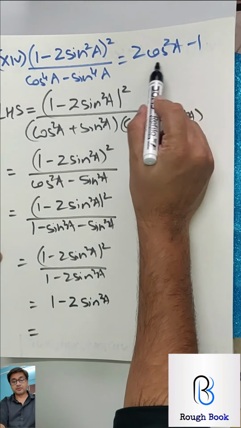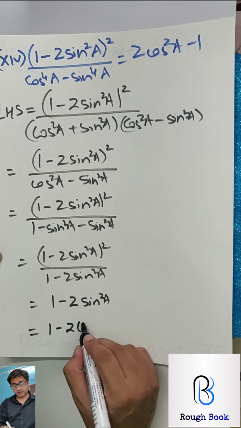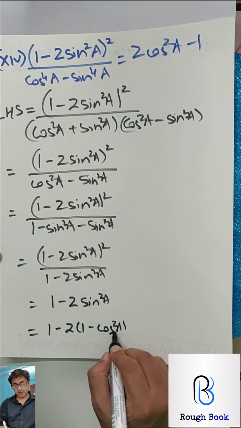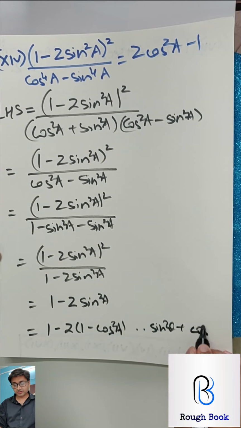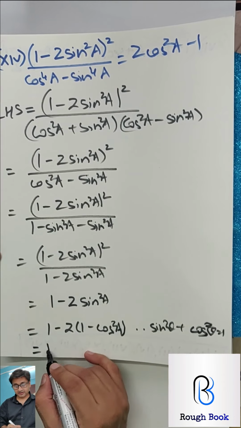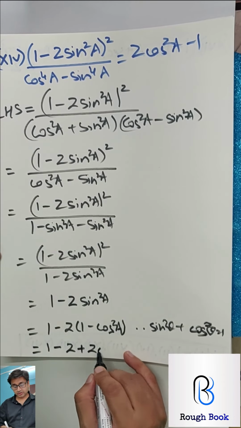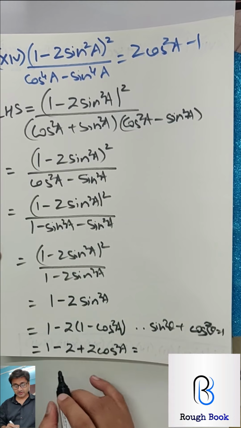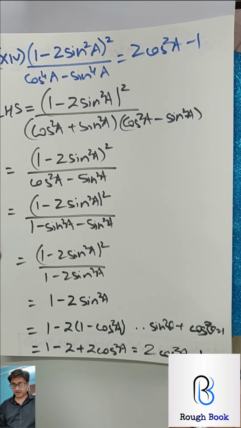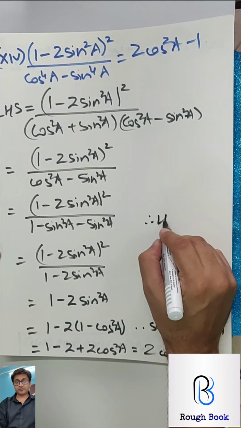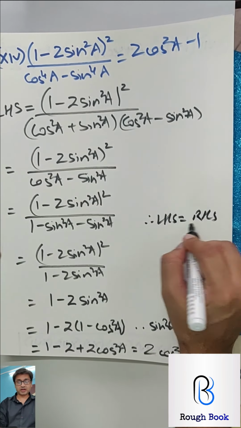Here again I can convert this into cos. So 1 minus 2 (1 minus cos square). Mention the reason that sin square theta plus cos square theta equals 1. Opening the bracket, I will get 1 minus 2 plus 2 cos square A. So my final answer, first 2 cos square A, and 1 minus 2 is minus 1. So there you go, and therefore we can say LHS matches with RHS.